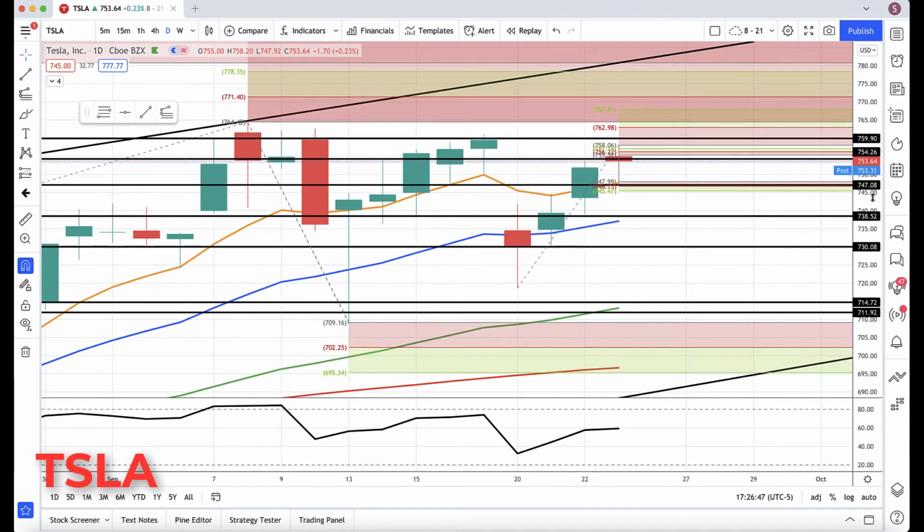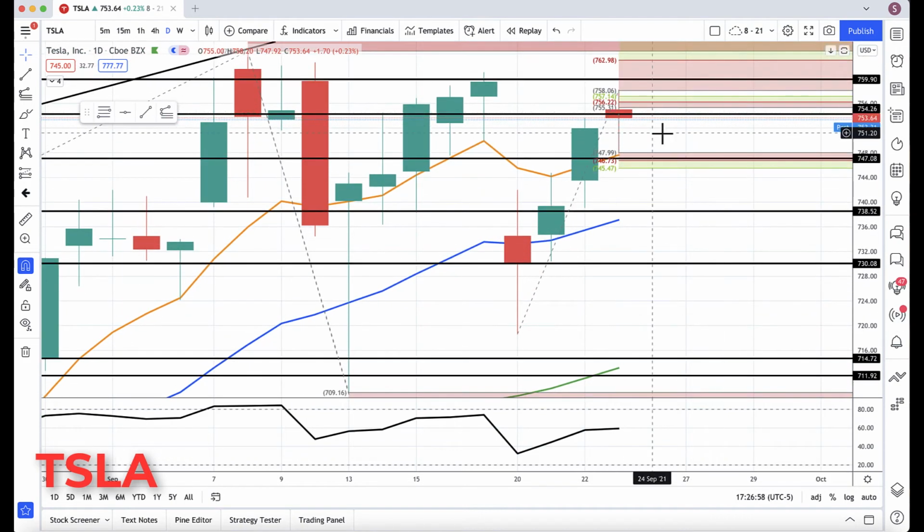The 780s are close to where the upper channel is. We'd need a really big momentum move tomorrow to get that, because there's still a strong upside in the NASDAQ and the S&P. But Tesla couldn't really get anything going. It seems like there's still selling pressure up here.